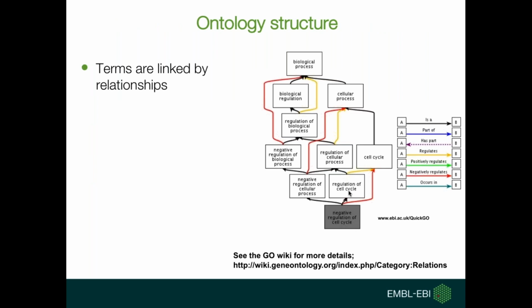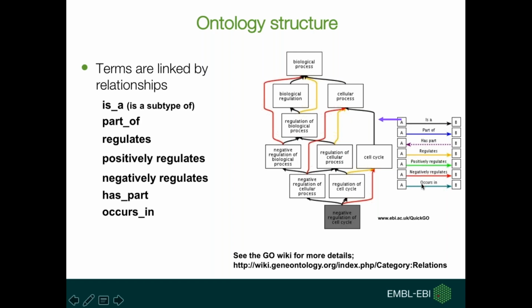Now, let's talk about the ontology structure. This is actually quite important because all the GO terms are linked by relationships, and understanding how these relationships connect to each other can help you better use the GO and interpret your data. So, as you see here on the ancestry tree again on the right, and right next to it in this little legend, you have the colors of the different arrows with the different types of relationships.